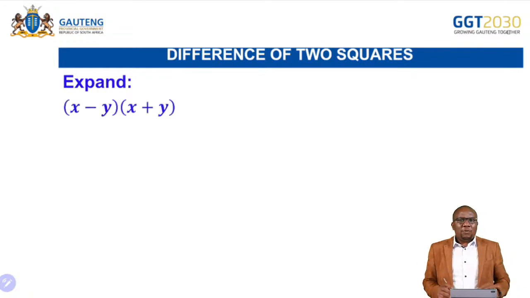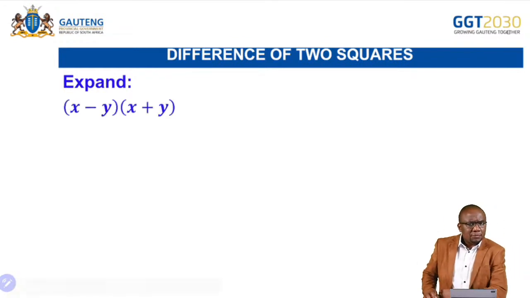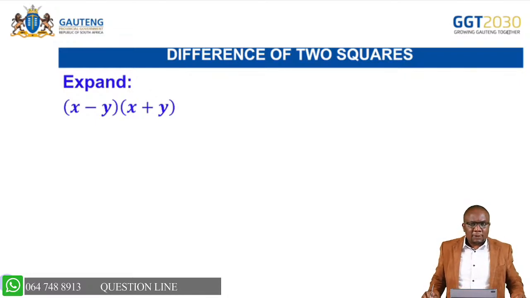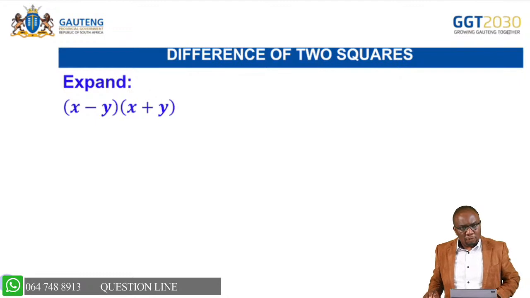Okay? Right, now we have this. Is it true that this thing will give us x squared minus y squared? Is it true? No, so let's see. Now, I want you to find the product of these two. Expand these two binomials. Multiply them. Find the product. Remember, if I say expand, I mean find the product. Let's do that. What do we do?